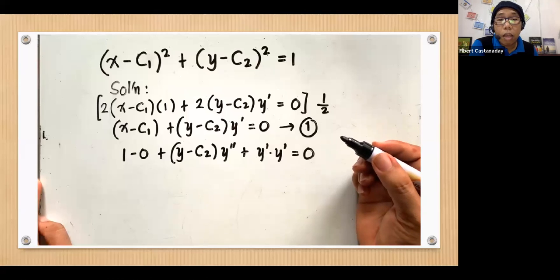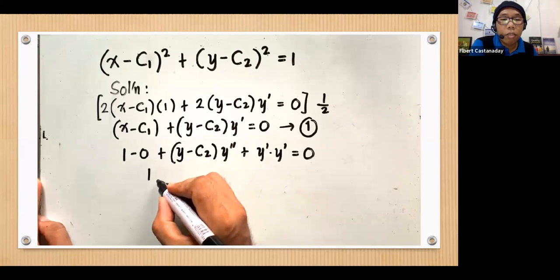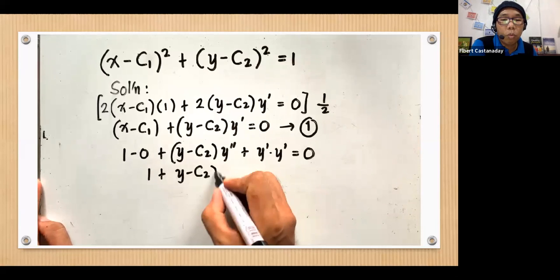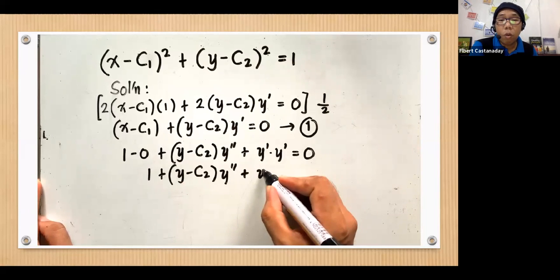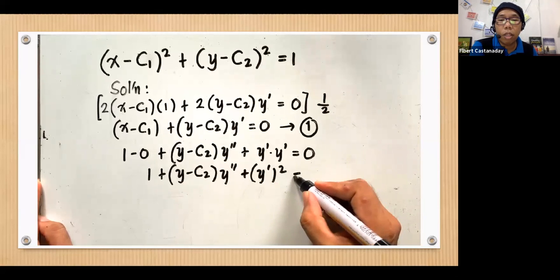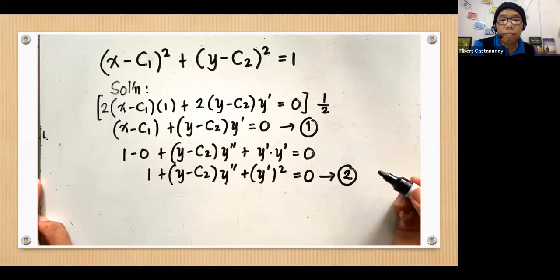Okay, so this should be supposedly our final answer. However, there is still an arbitrary constant. So kailangan nating matanggal yung arbitrary constant. So i-write ko muna 1 plus y minus c sub 2 times y double prime plus y prime squared, equals 0. Equation number 2.